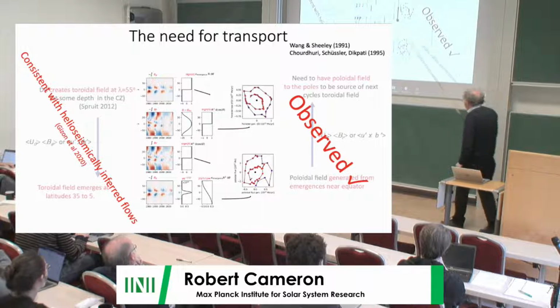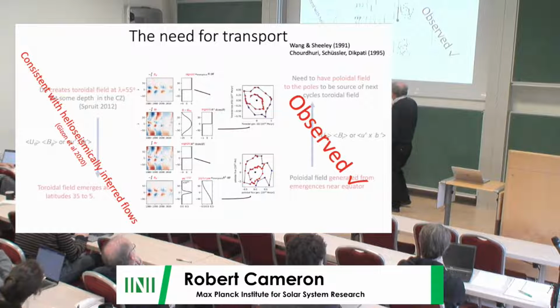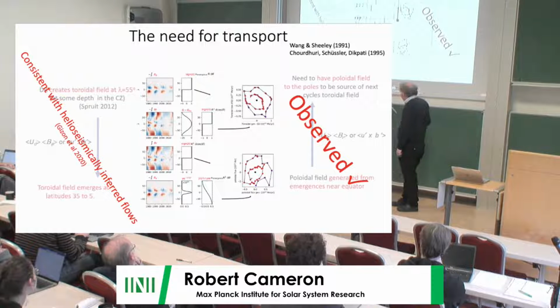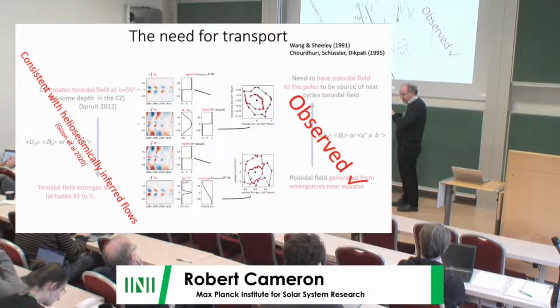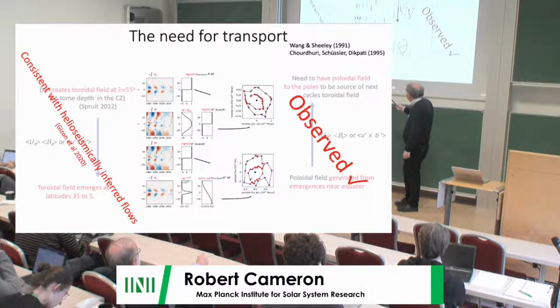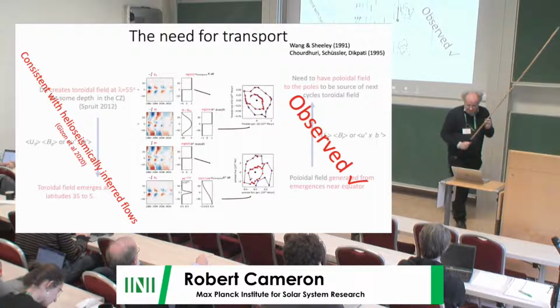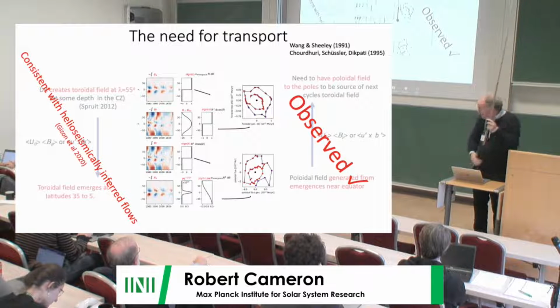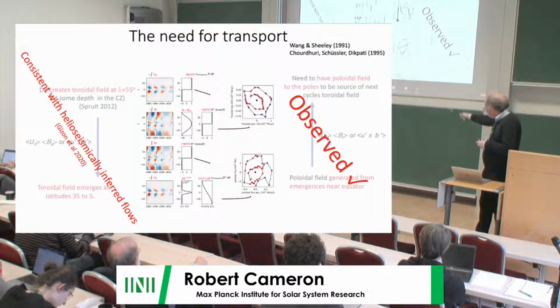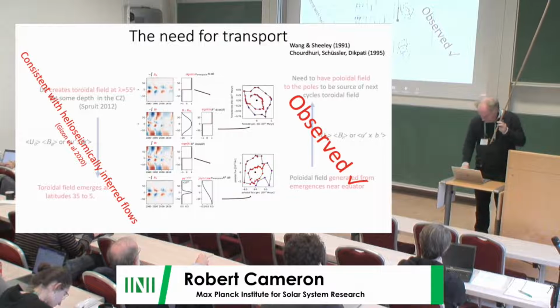This one we have observed. This one is consistent with the helioseismically inferred return flow. However, we've got no real way of knowing if this is meridional flow, if it's a dynamo wave transport, or if it's turbulent velocities. However, there needs to be something which looks like a velocity which moves it.